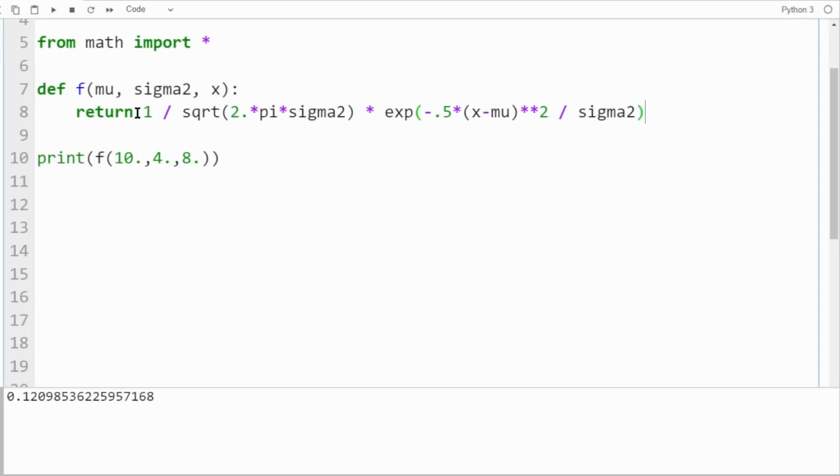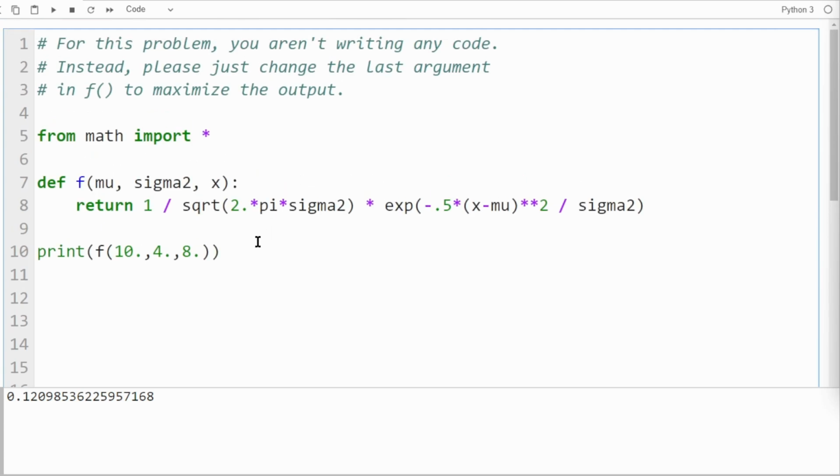So here's my solution. This is the constant 1 over square root of 2 times pi times sigma. And then I multiply with the exponential of minus 0.5 times x minus mu squared over sigma square. And that applied to the following numbers over here gives me 0.12.